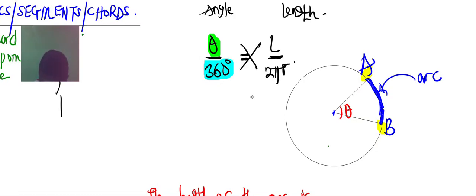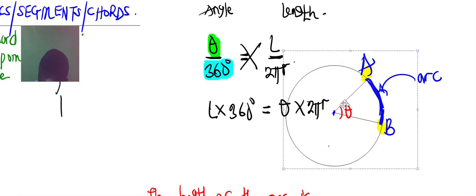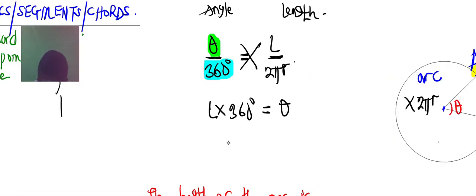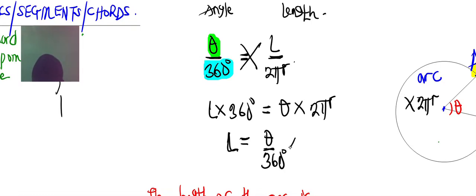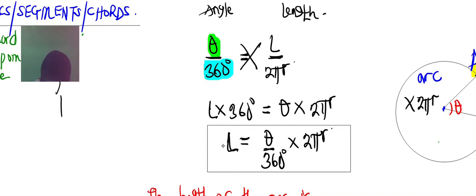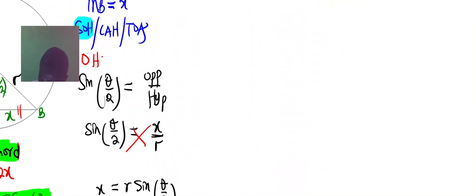On cross multiplication, we have length of arc times 360 degrees equals theta times 2 pi r. Now we can say the length of arc, on dividing through by 360, is theta divided by 360 degrees times 2 pi r. So this is the formula that we use to find the length of arc: theta over 360 degrees times 2 pi r. The angle theta is measured in degrees. Take note that theta is the angle that the arc subtends at the center of the circle.